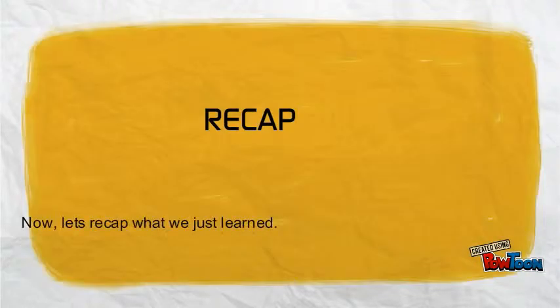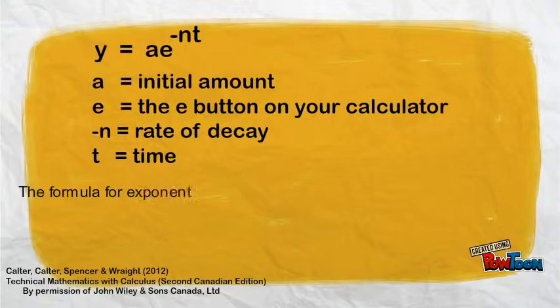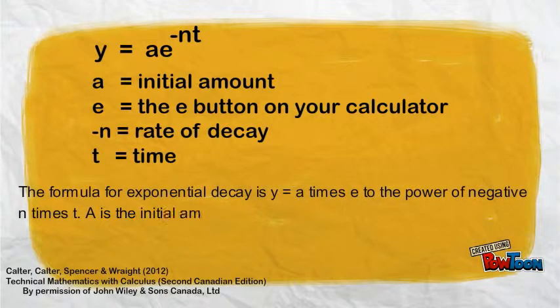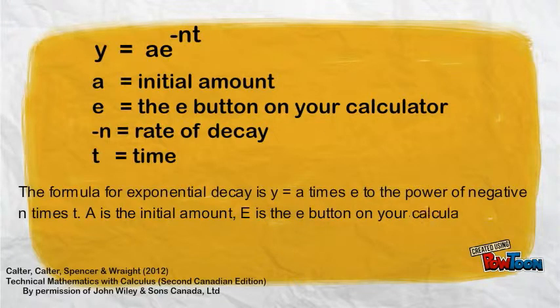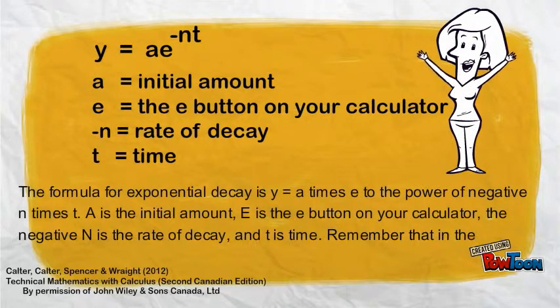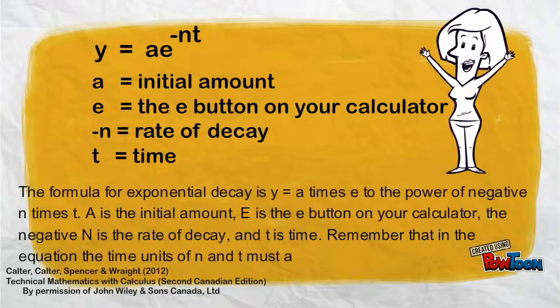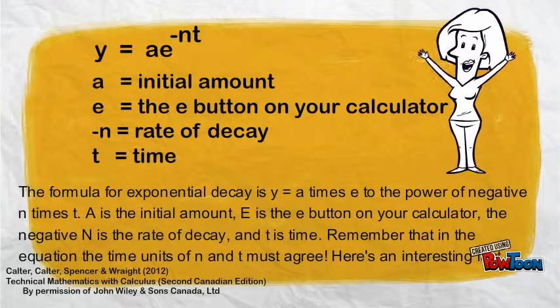Now let's recap what we just learned. The formula for exponential decay is y equals a times e to the power of negative n times t. A is the initial amount, e is the e button on your calculator, the negative n is the rate of decay, and t is time. Remember that in the equation, the time units of n and t must agree.